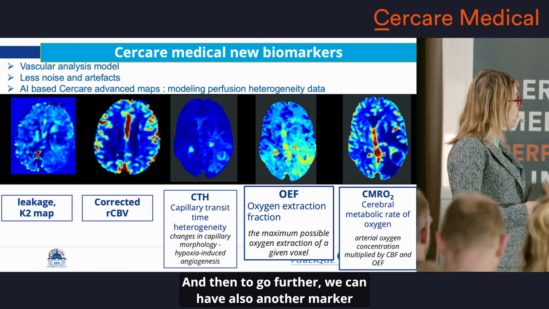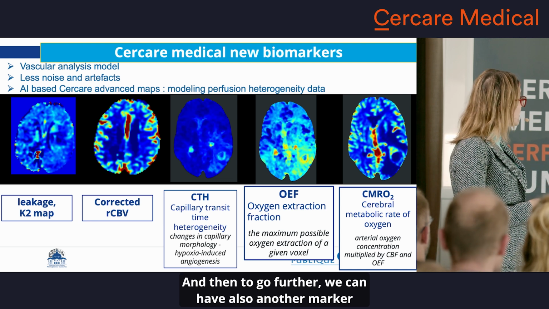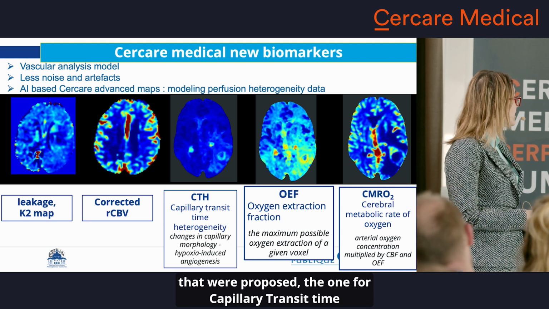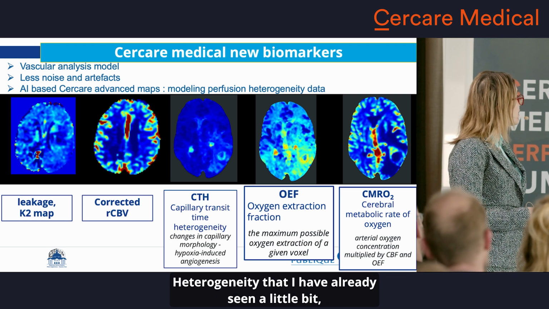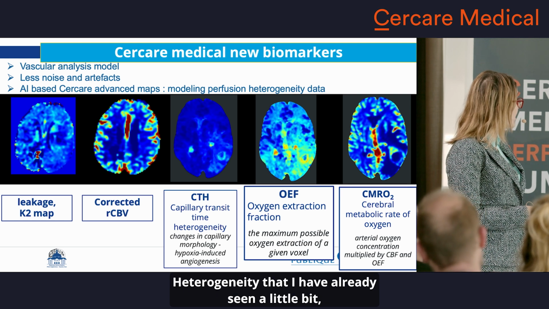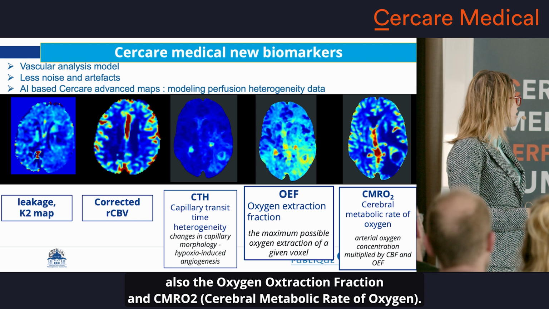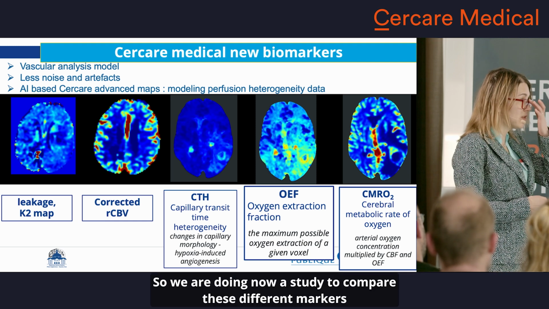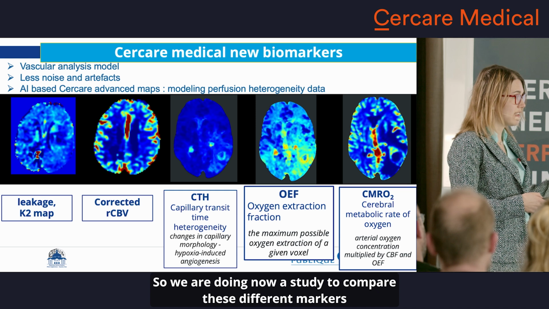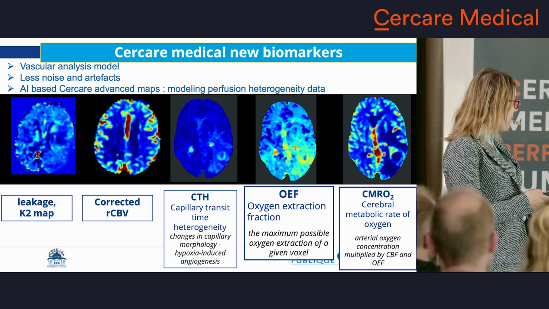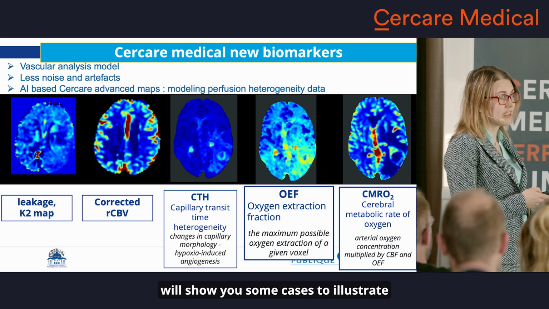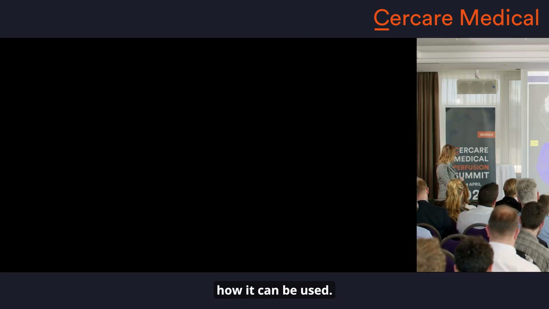So this is something fundamental. And then to go further, we can also have other markers that we propose, the one for capillary transit time heterogeneity, that I have already shown a little bit, also the oxygen extraction fraction and CMRO2. So we are doing now a study to compare these different markers also to PET. We don't have the results yet, but I will show you some cases to illustrate how it can be used.